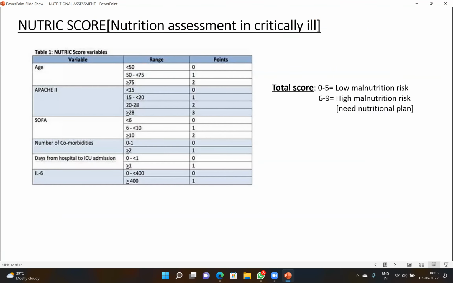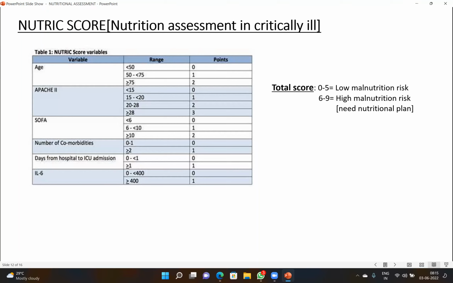NUTRIC score stands for nutrition assessment in critically ill patients. The parameters are age, APACHE II score, SOFA score, comorbidities, and days from hospital to ICU admission. Usually interleukin 6 is not taken into account. In that case, the total score of 0 to 4 is categorized as low malnutrition risk, and if it is more than 5, then it is high malnutrition risk.